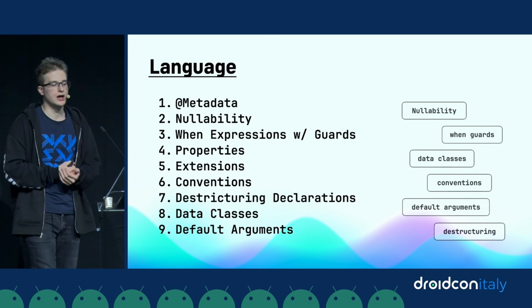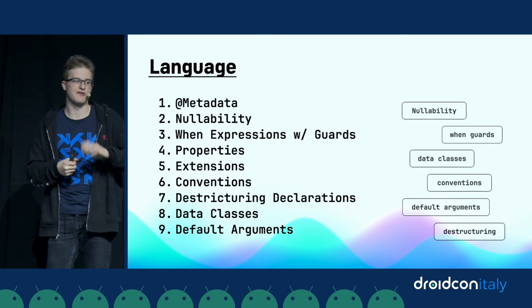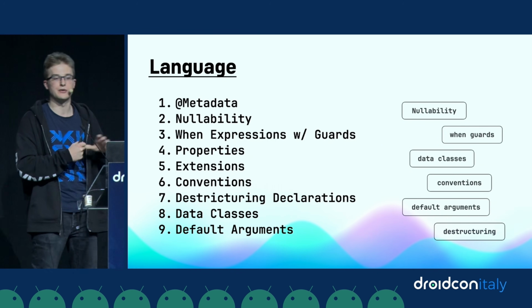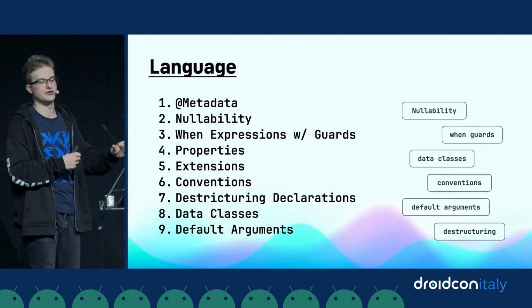Okay, that is more or less everything with the Android platform specifics, and now we're going to move on to the language features and how some of those things are implemented in Kotlin.